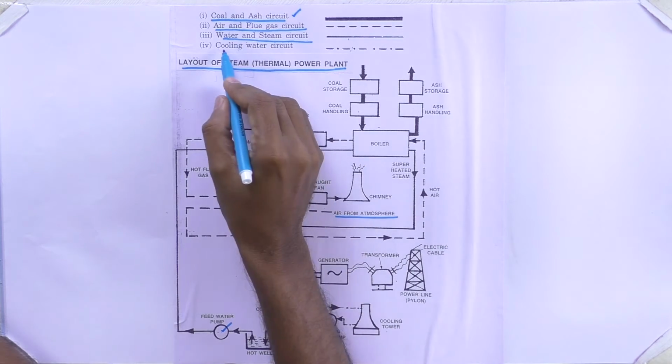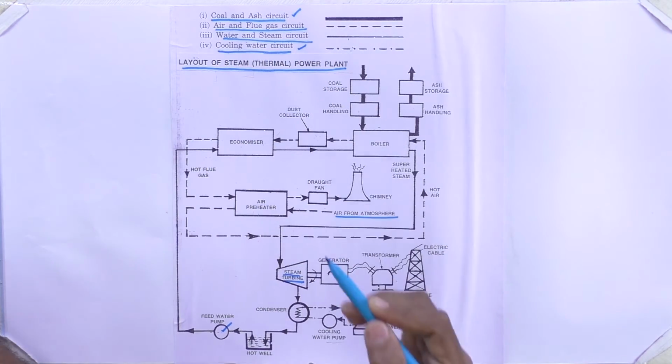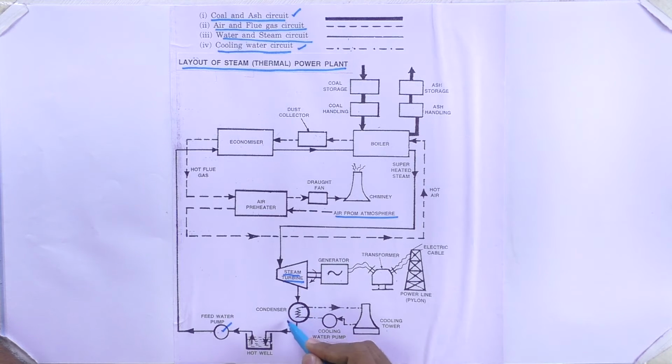The next one is the cooling water circuits. Cooling water circuits means here you have the condenser. The condensation takes place on the steam. The steam has already finished its work in the turbine.